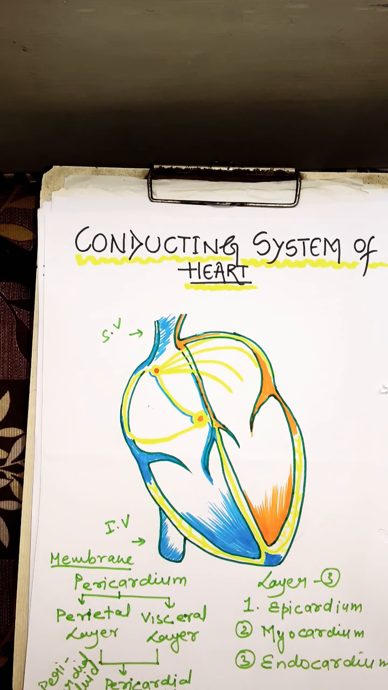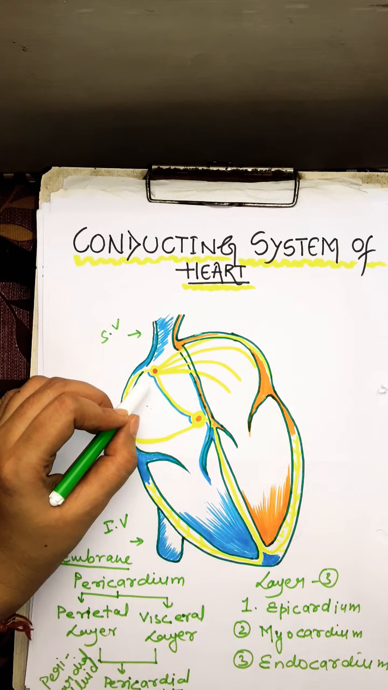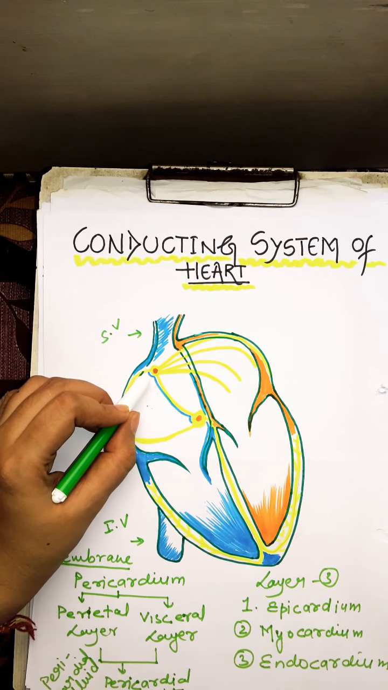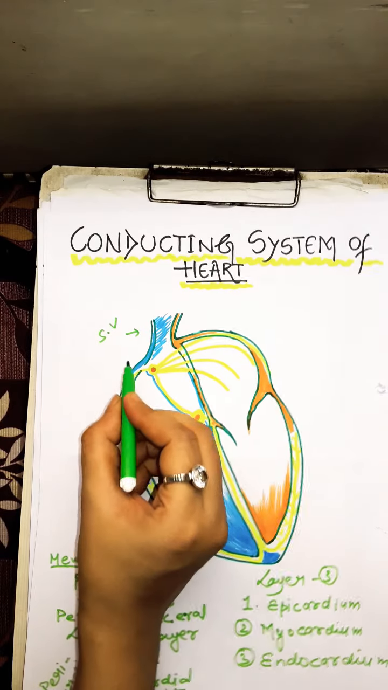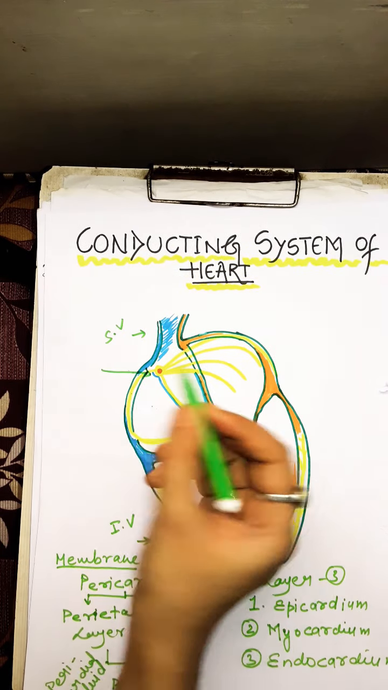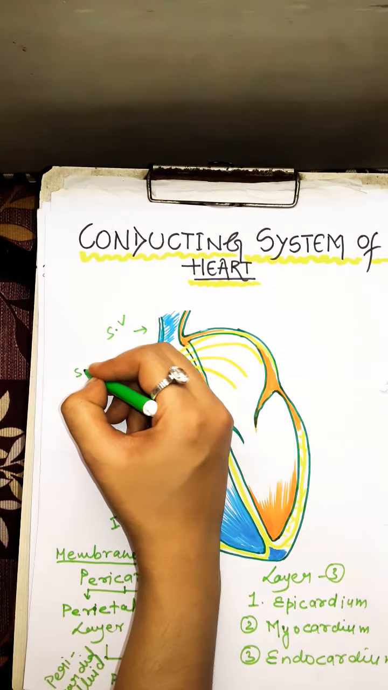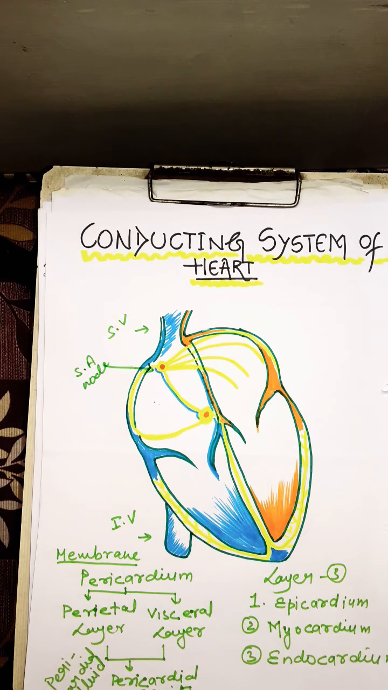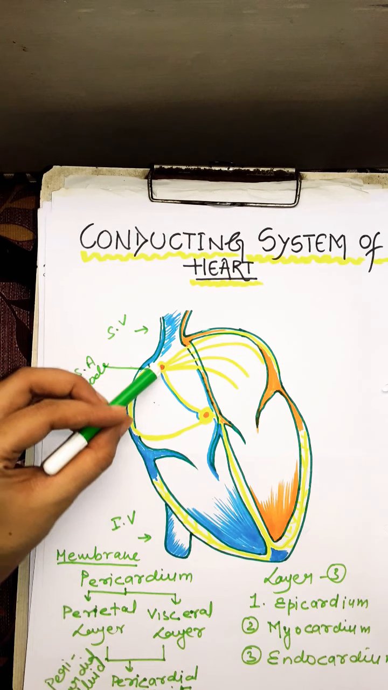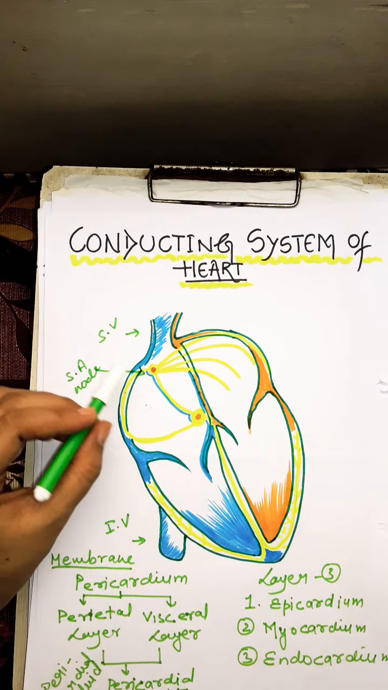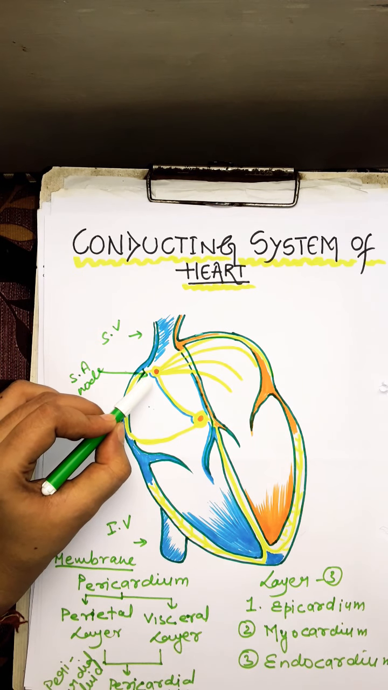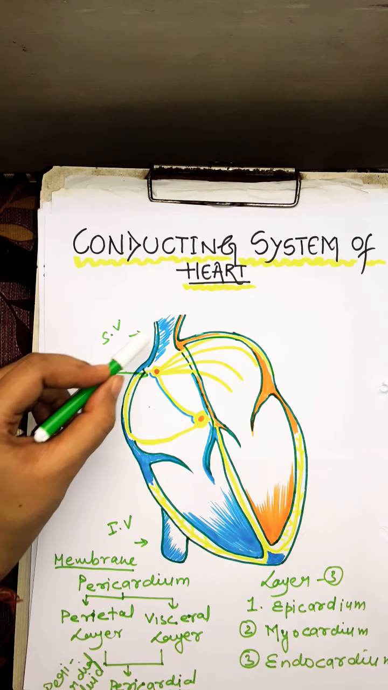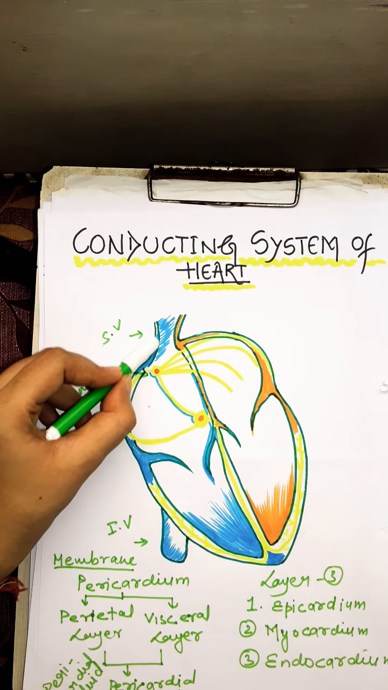Let's start from the SA node. The SA node stands for the sinoatrial node, which is here. I hope it is visible to all. This round red structure is called the SA node. This is a small mass of specialized cells that lies on the wall of the right atrium near the opening of the superior vena cava.